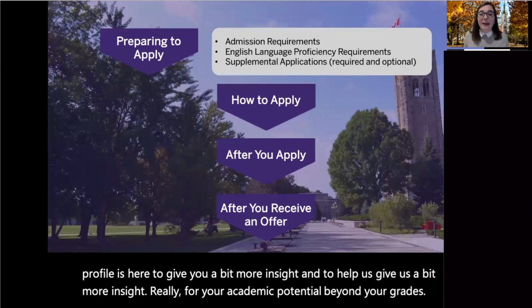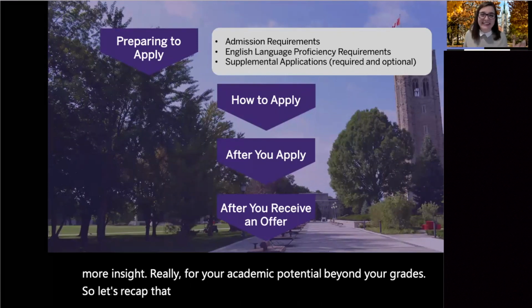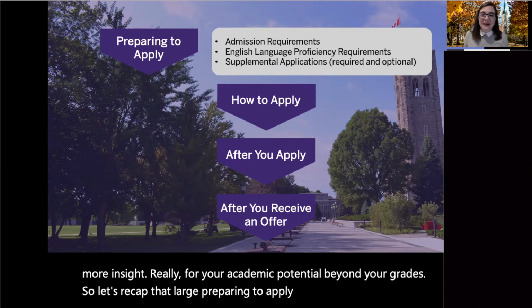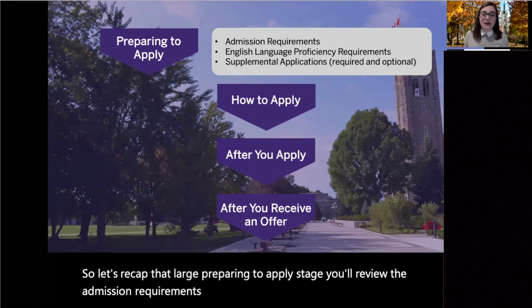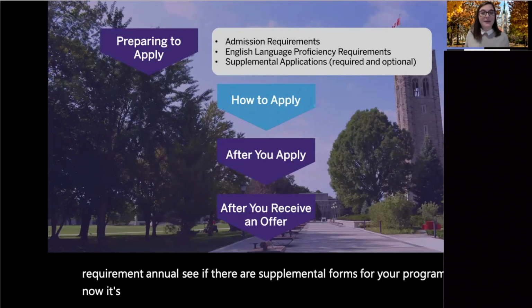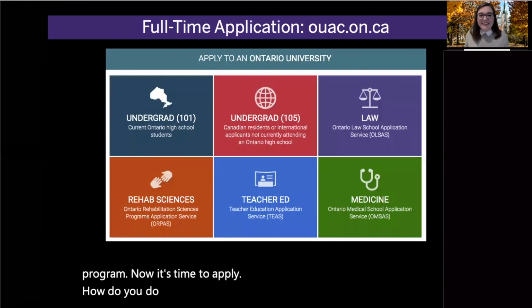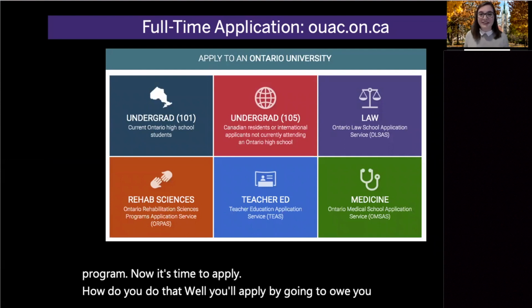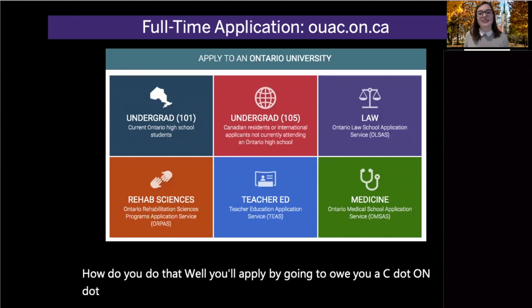So let's recap that large preparing to apply stage. You'll review the admission requirements. You'll check out the English language proficiency requirement, and you'll see if there are supplemental forms for your program. Now it's time to apply. How do you do that? Well, you'll apply by going to ouac.on.ca. This is the Ontario Universities' Application Centre.